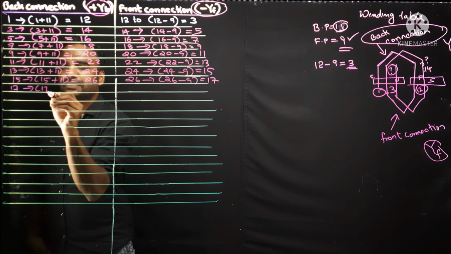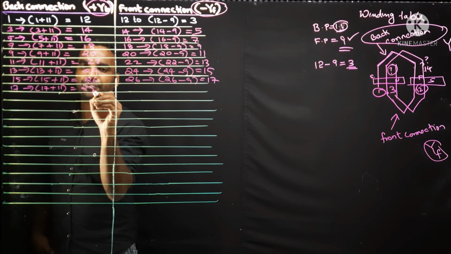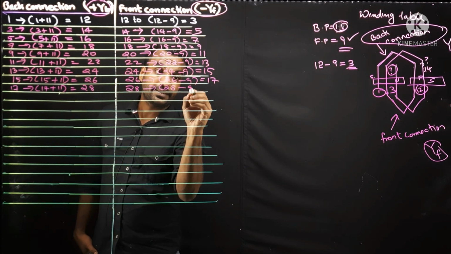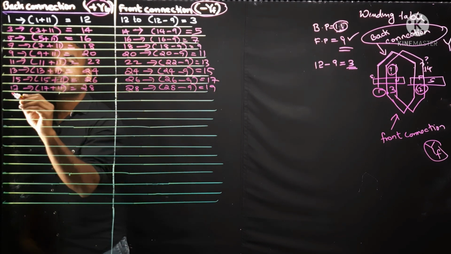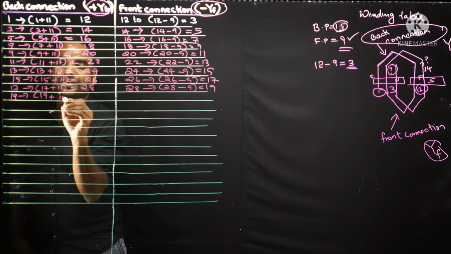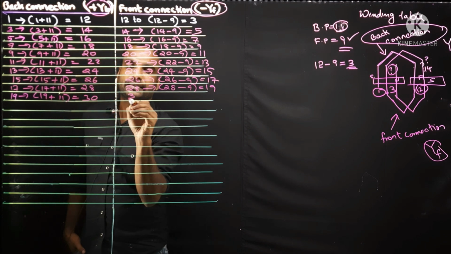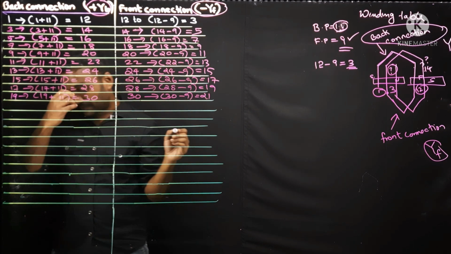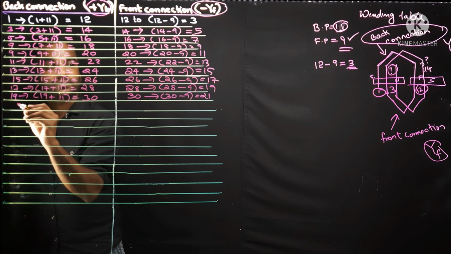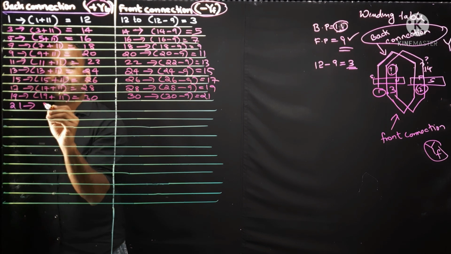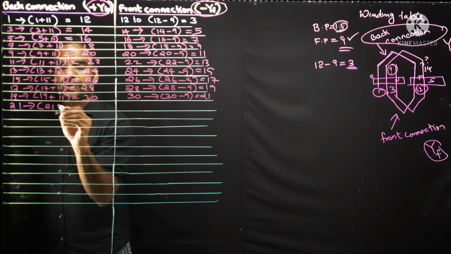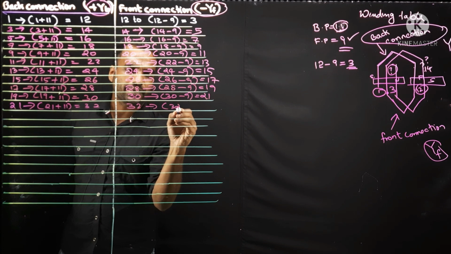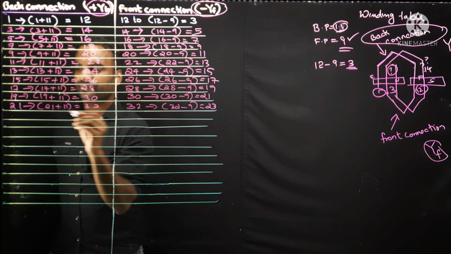17 to 17 plus 11 is 28. And 28 minus 9 is 19. 19 plus 11 is 30. 30 minus 9 is 21. Okay. 21 plus 11 is 32. And 32 minus 9 is 23.